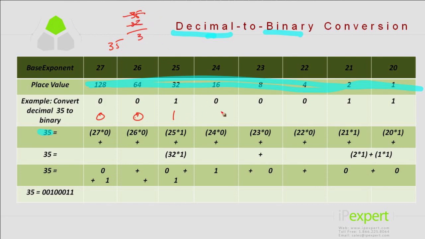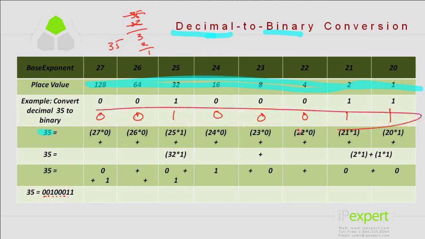So can I subtract 16 from that value? No. Can I subtract 8 from that value? No. Can I subtract 4 from that value? No. Can I subtract 2 from that value? Yes. 3 minus 2 leaves me 1. Can I subtract 1 from that value? Yes. So this number right here, this is the graphical representation of 35. So it should be 0, 0, 1, 0, 0, 0, 1, 1. So it's 0, 0, 1, 3 zeros, 1, 1. So that's going to be 35.